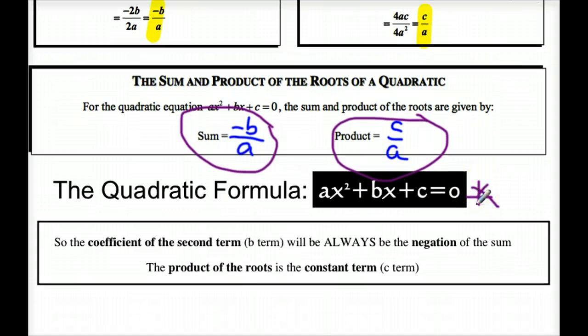So how is the sum and the product related to our quadratic formula? All you need to remember is that the coefficient, my b term, is always going to be the negation of the sum, meaning if the sum is a negative, it will be a positive. If it's a positive, it will be a negative, the opposite. Another word for negation is opposites. And the product of the roots, which is the c over a, is always going to be the constant term c. So the sum is minus b over a, and the product is c over a.